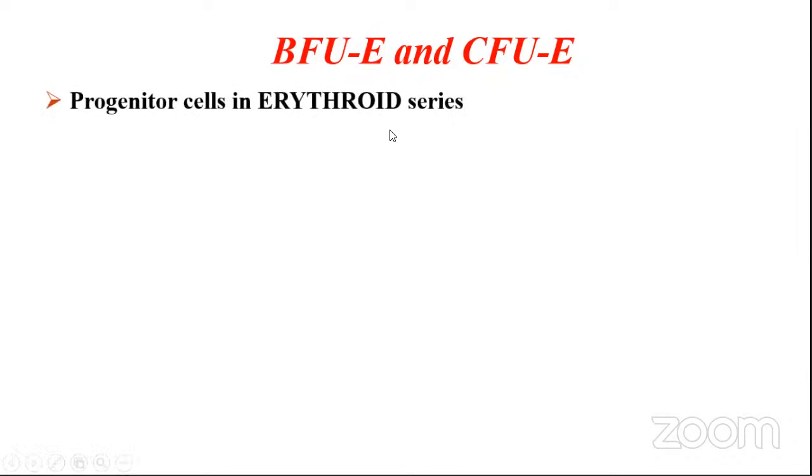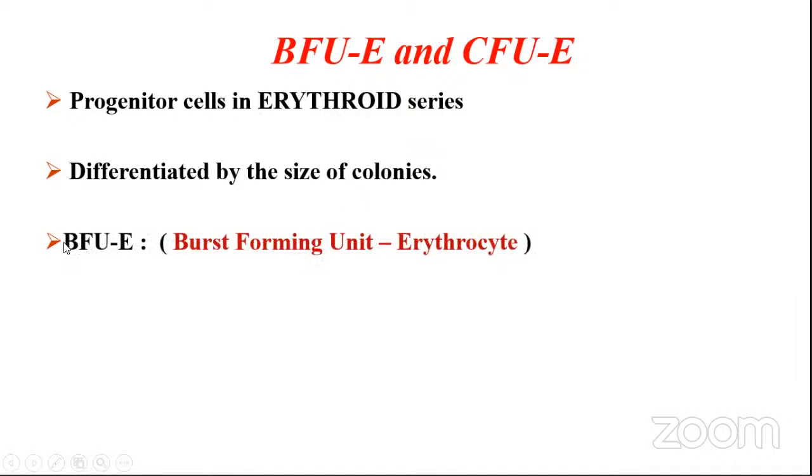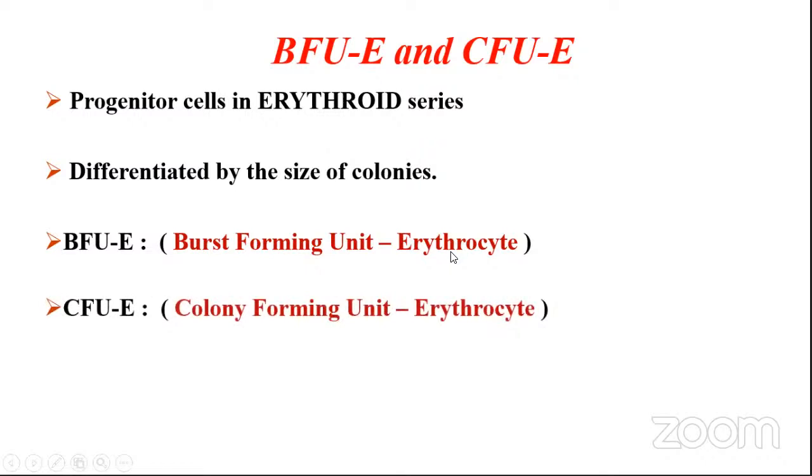Now, next what happens: the progenitor cells become progenitors in the erythroid series. Now we are speaking about erythropoiesis. The progenitor cells in the erythroid series get differentiated by the size of their colonies. Two colonies are there: the burst forming unit erythrocyte, BFU-E, and the colony forming unit erythrocyte, CFU-E. These are the erythroid series of cells.